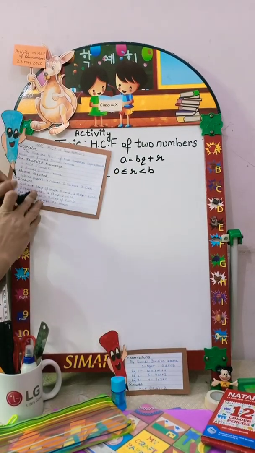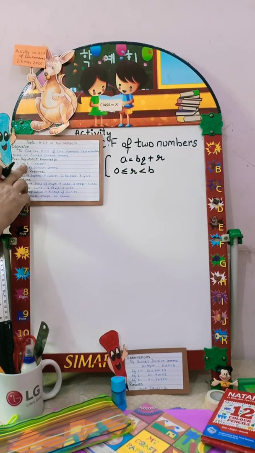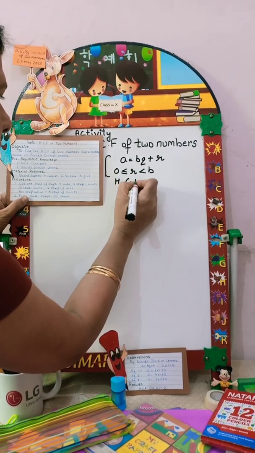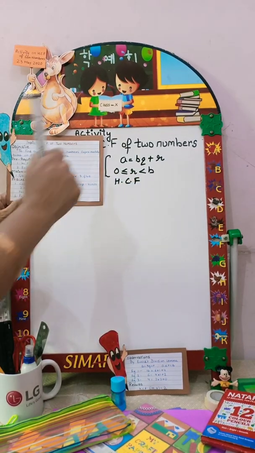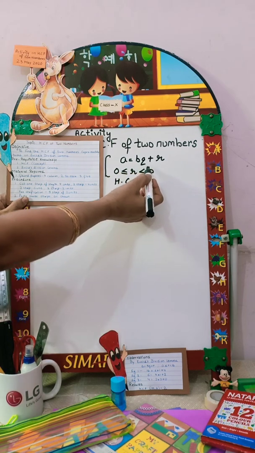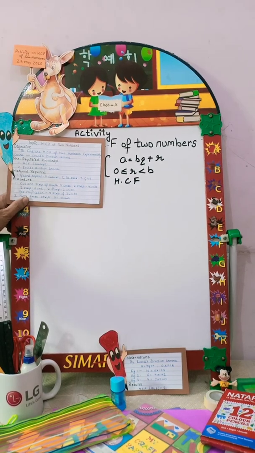In the prerequisite knowledge, again, first of all, we go through the concept of HCF. HCF means highest common factor. Second part is Euclid's division lemma: a = bq + r, 0 ≤ r < b.